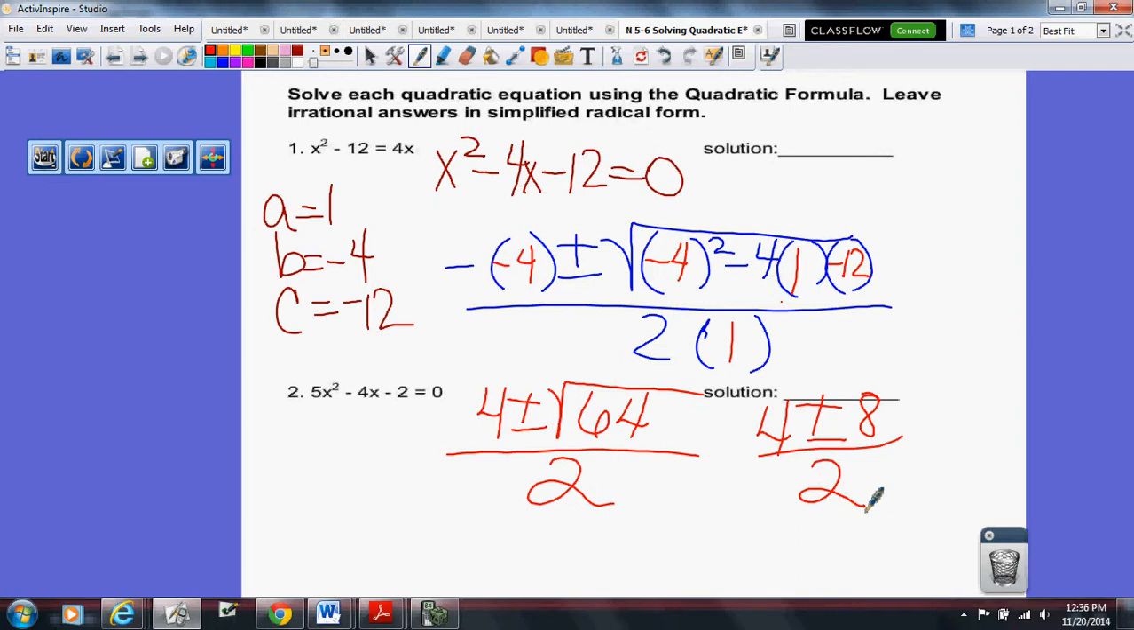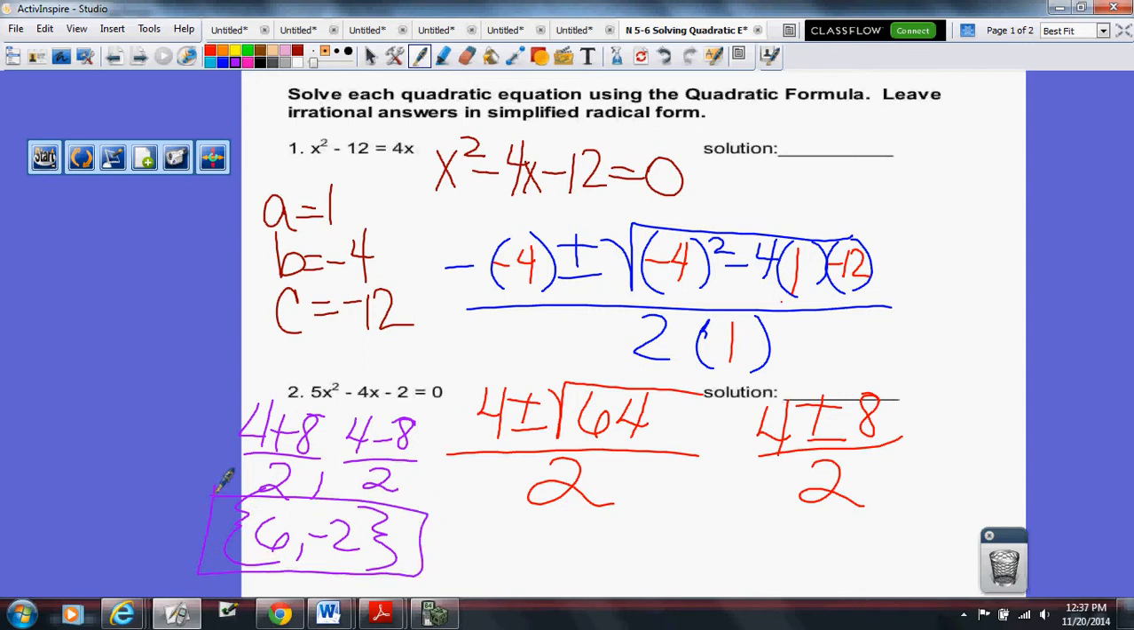So I know I just got to separate that. So what that really says is 4 plus 8 over 2 and 4 minus 8 over 2. So my final answer will be 8 plus 4 is 12 divided by 2 is 6. And then 4 minus 8 is negative 4 divided by 2 is negative 2. So my solution, my x-intercepts will be 6, negative 2. So now remember, when it asks you for your solutions or it's saying to solve, it is saying find out what my x is. So now let's work number 2.